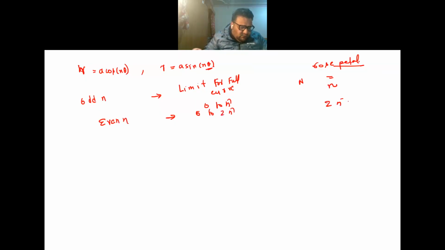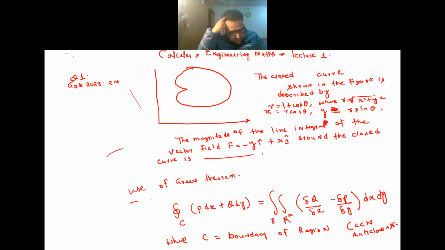2n. Now, in this problem, if you go back to the question, first of all, you have to identify the P and Q values, which can be easily identified here. You just compare the Green's theorem equation with the equation over there. So you can just get P is equal to minus y and Q is equal to x. This you have to do.